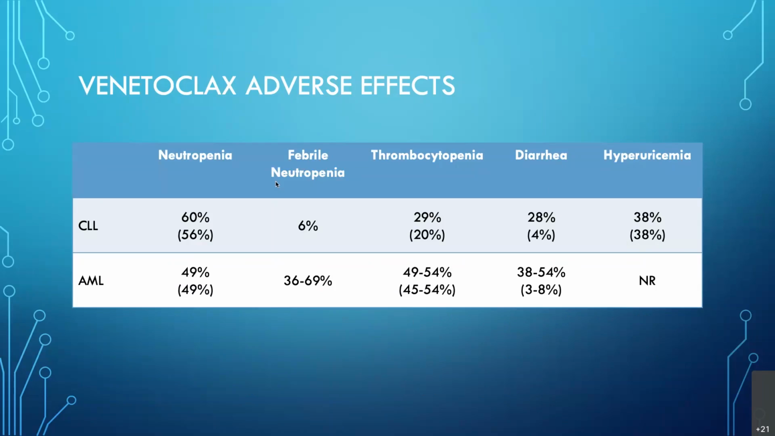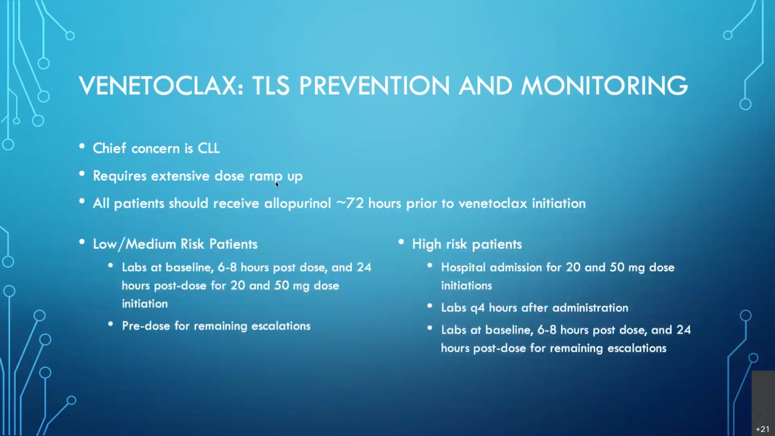From a patient counseling standpoint, with what they can expect or might see during treatment, diarrhea is the most common side effect we encounter, though it typically can be managed with over-the-counter antidiarrheals. And then the hyperuricemia risk, mainly documented in CLL, though it can occur in AML. Diving a little more into that with tumor lysis syndrome prevention and monitoring, like I said, mainly concerned in CLL, requiring that extensive dose ramp up.